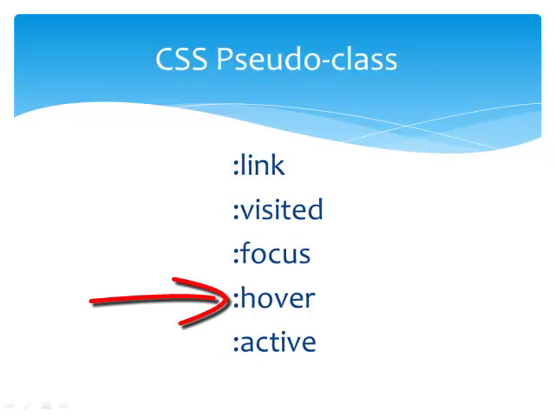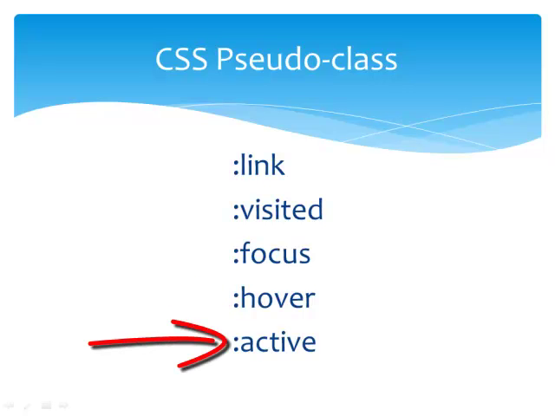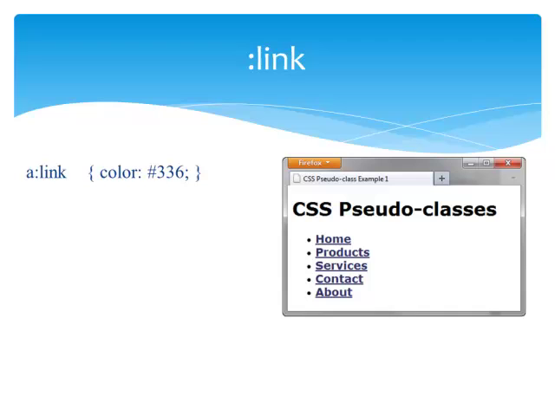The hover pseudo-class is triggered when the user places the mouse pointer over the hyperlink. The active pseudo-class is triggered when the hyperlink is active. The user has activated the hyperlink with the mouse or keyboard and the new page is about to display in the browser. You do not have to code all the pseudo-classes, but they must be coded in the order listed: link, visited, focus, hover, and active.